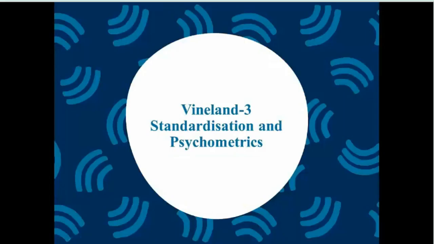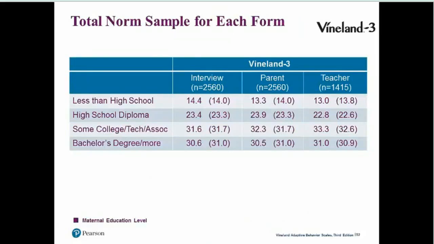Before we finalize today's webinar, just to look at the standardization of the Vineland 3 and a bit about the psychometrics as well. You can see here the norm sample is a very big norm sample. The interview form was tested for the norm collection on 2,560 interviewees. The parent questionnaire was based on 2,560 as well, and the teacher, 1,415. This totals 6,535 pieces of data collected to create the norm samples.